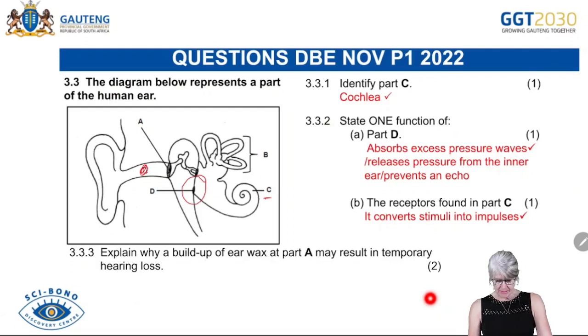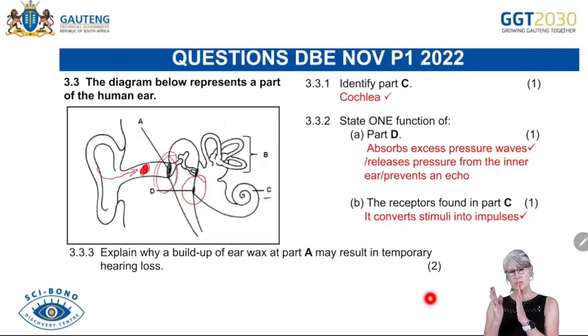So we can imagine now there's earwax that builds up in part A, and part A then obviously can't function, and that may result in temporary hearing loss. So we must explain why. If we think of the sound waves going in here, and there's a little bit of wax built up there, it's going to prevent the sound waves from reaching part A. And if part A doesn't vibrate, then the sound waves are not converted into vibrations, and therefore not into pressure waves, and therefore there will be temporary hearing loss.